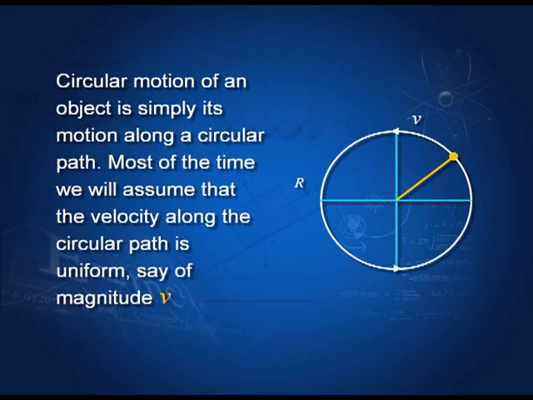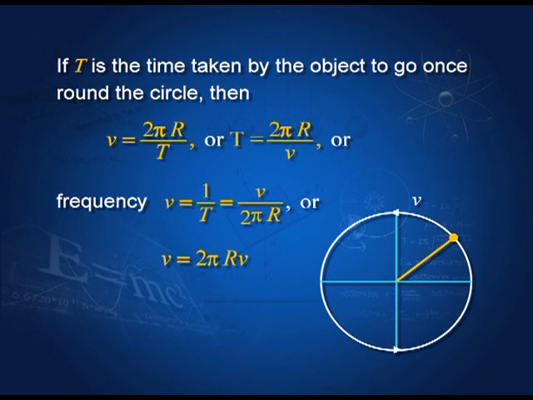Here, you have an object moving in a circle, and we take the velocity v to be constant. If the velocity is v, then the time period is 2 pi r by v, where r is the radius, and the frequency nu is 1 by T, which is v by 2 pi r, or we can write v as 2 pi r times nu, where nu is the frequency.